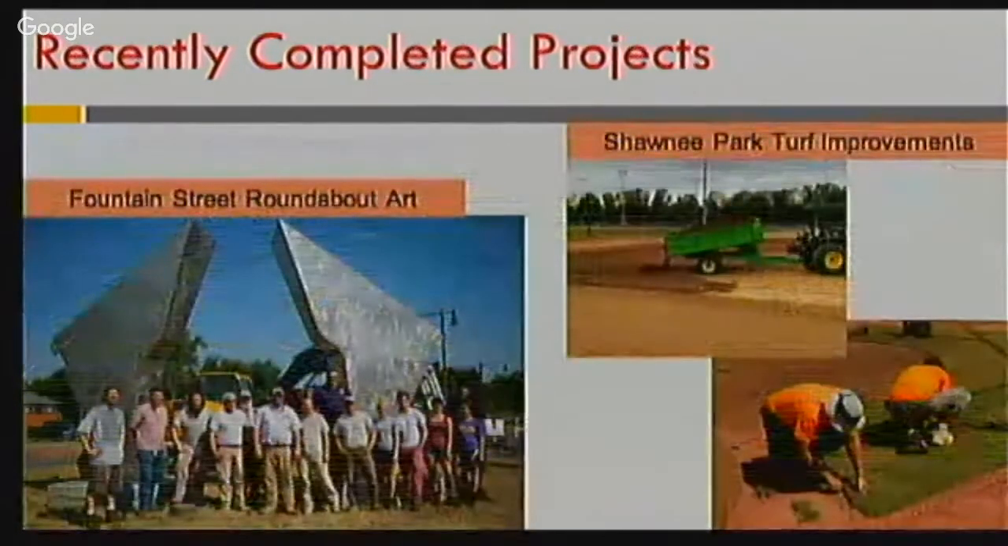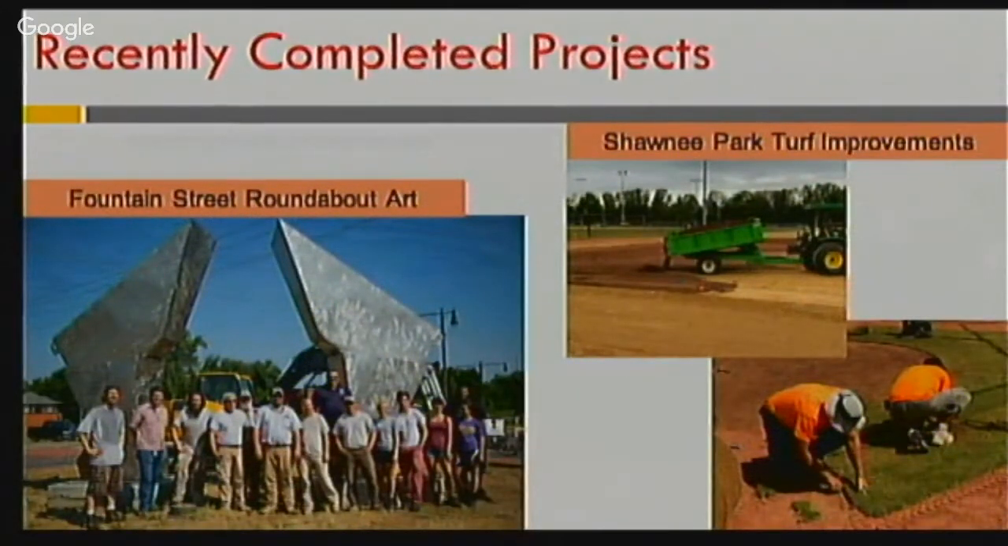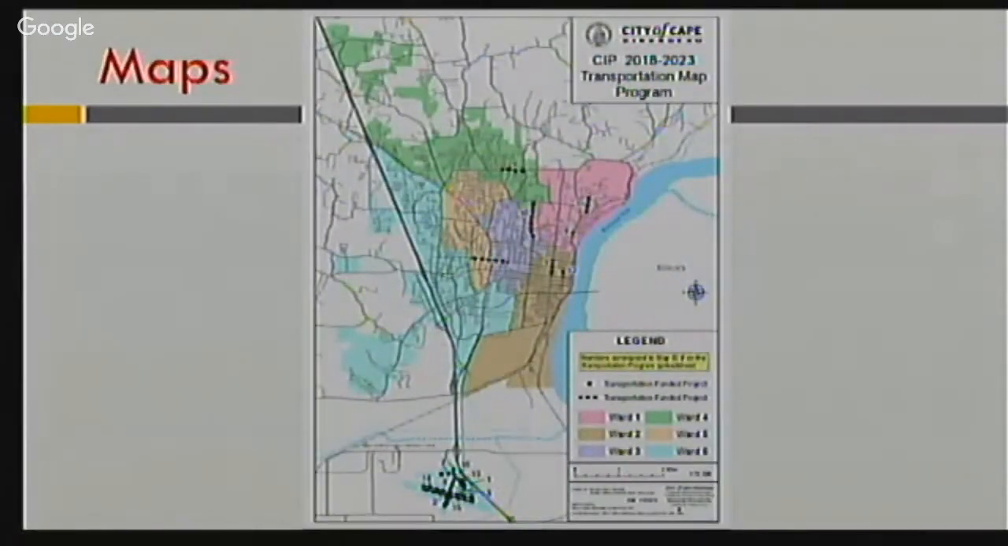And then we had our partnership with the university for the Fountain Street roundabout and our Shawnee turf improvements. What were dirt fields, they were able to upgrade into turf fields. We continued upgrades with our maps this year. This year we had created a legend for the projects we had numbered.